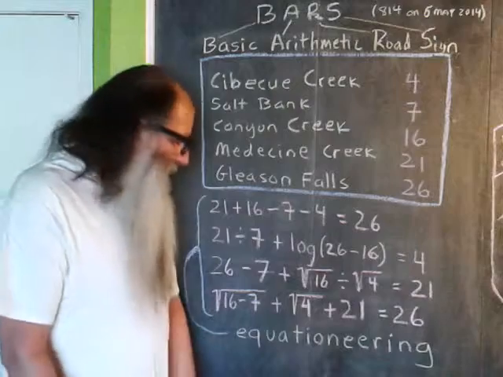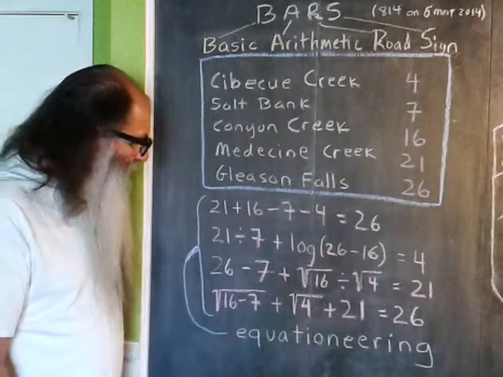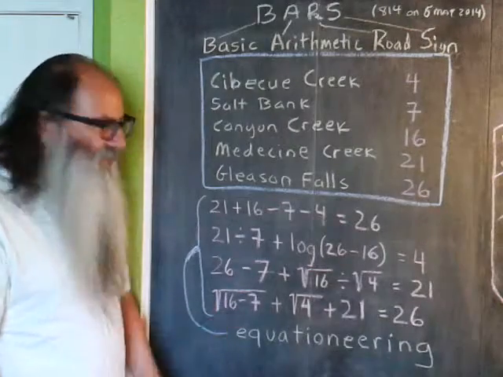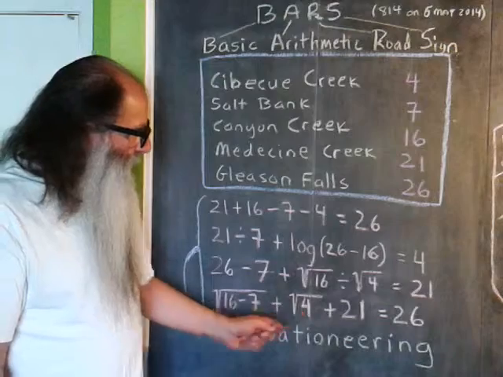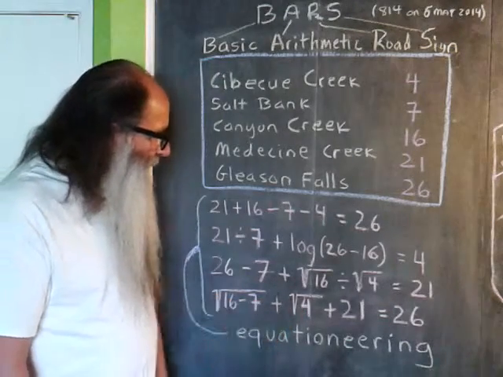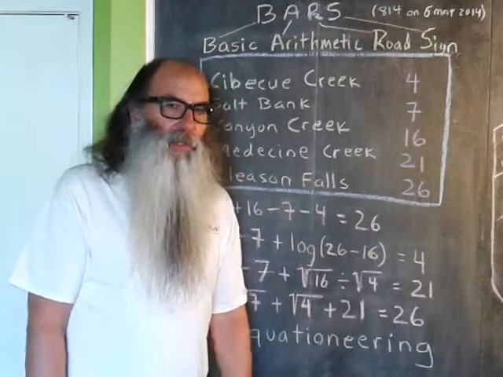And then lastly, we've got this equation here. The square root of 16 take away 7, which is the square root of 9, is 3. The square root of 4 is 2, so 3 plus 2 is 5. 5 plus 21 is 26.